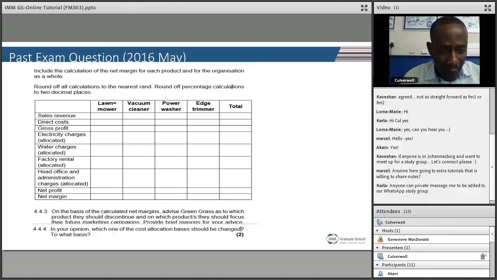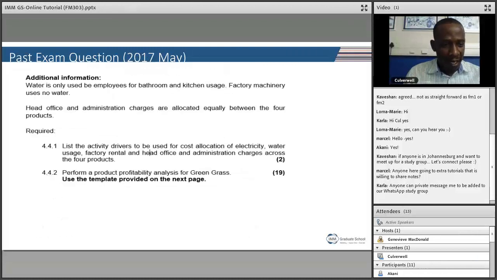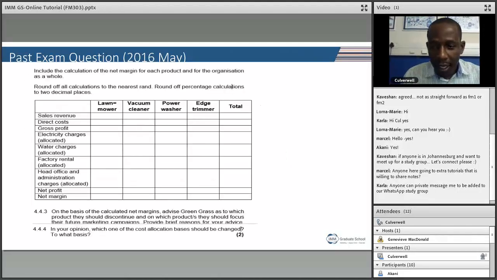So that being said, they want you to follow through that structure that they gave you, for 19 marks. So let's get to that. We need to do the sales revenue. Sales revenue for lawnmower. I've got my calculator next to me, and I will be flipping back to the slide where I've got the equation. We need to bring sales revenue for lawnmower together with vacuum cleaner, power washer together with edge trimmer alone.